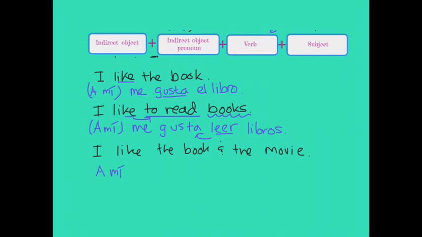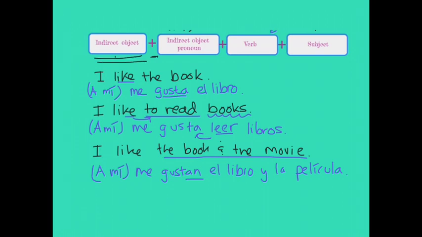I like the book and the movie. A mí me, since it's I like again. Now this time we've got the book and the movie. We've got two nouns, so I need gustan el libro y la película. Our subject's plural, so our verb is also plural. This should be super familiar to us because we've worked with GUSTAR before.